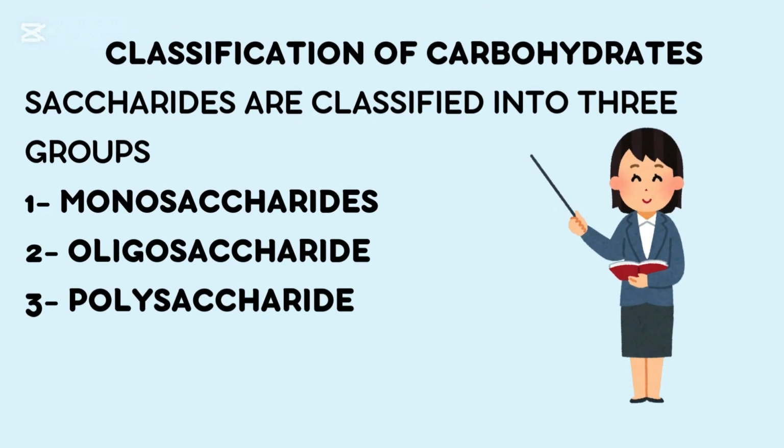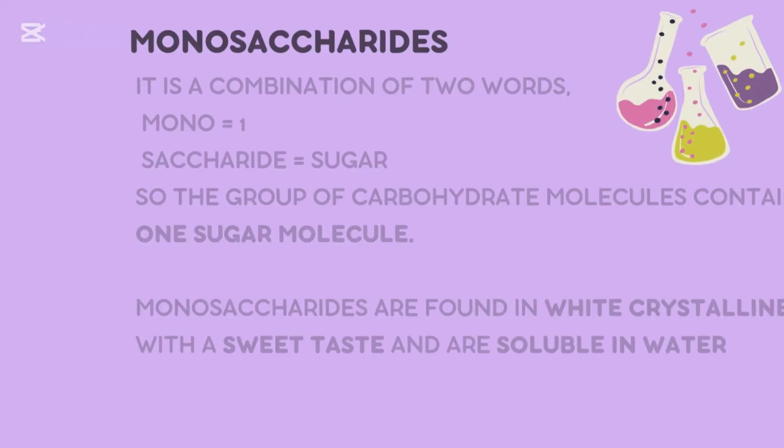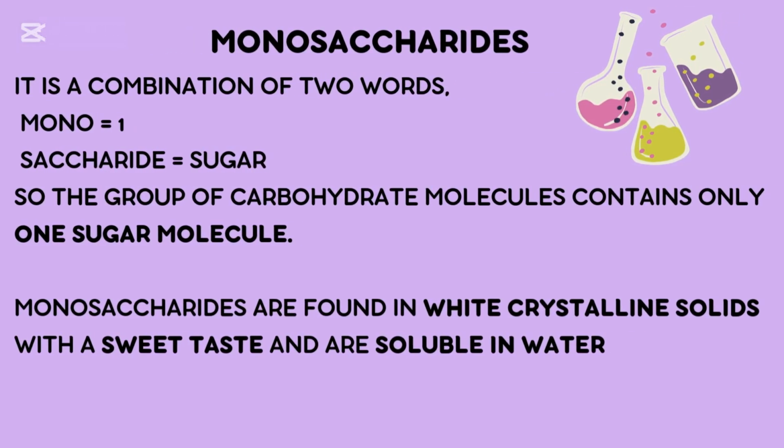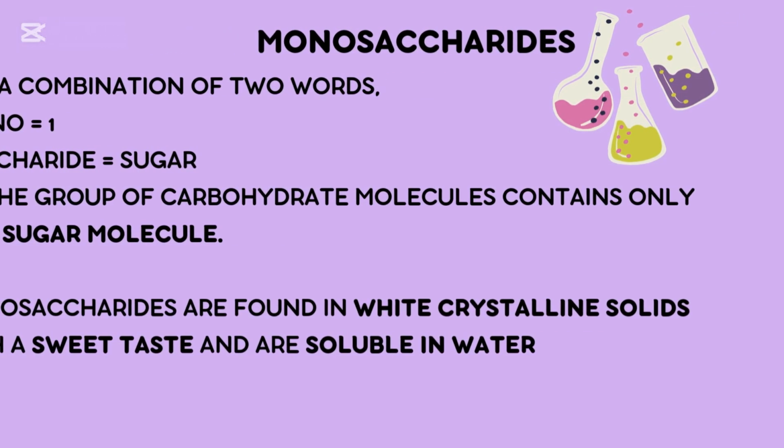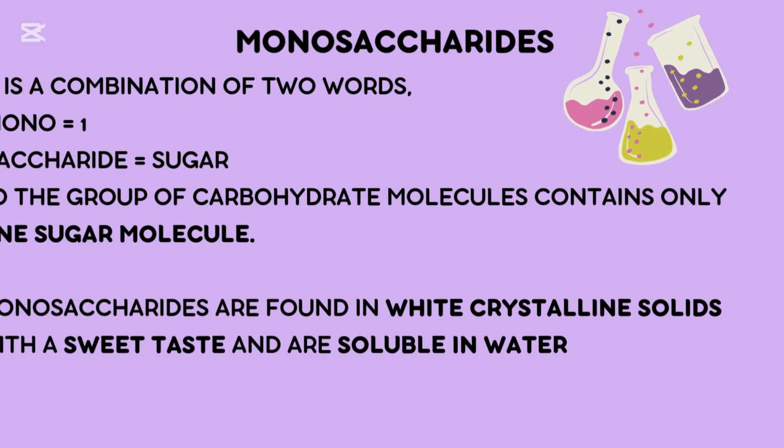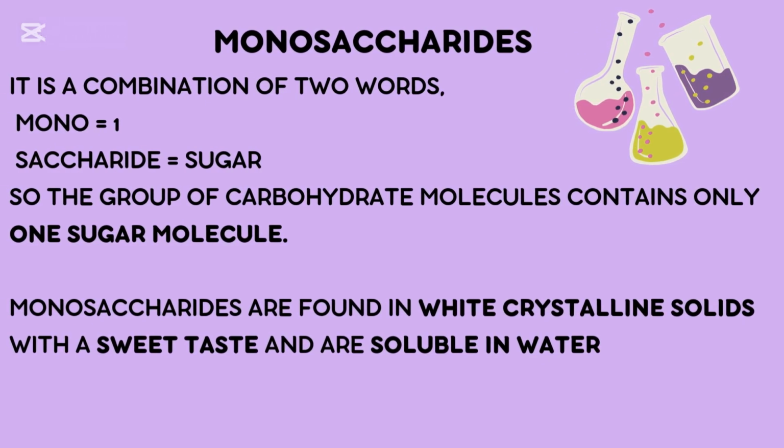Classification of carbohydrates. Saccharides are classified into 3 groups: 1. Monosaccharides, 2. Oligosaccharides, 3. Polysaccharides. Monosaccharide. Focus on the word. It is a combination of 2 words. Mono means one, and saccharide means sugar. So this group of carbohydrate molecules contains only one sugar molecule.